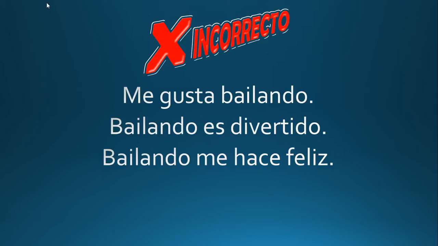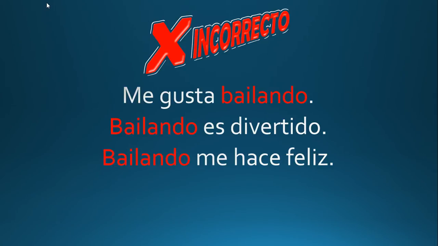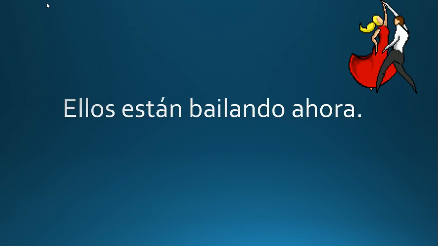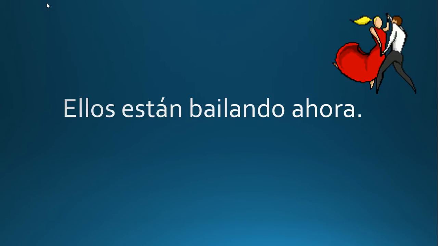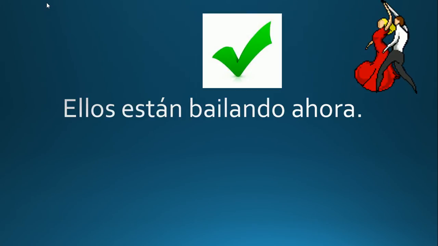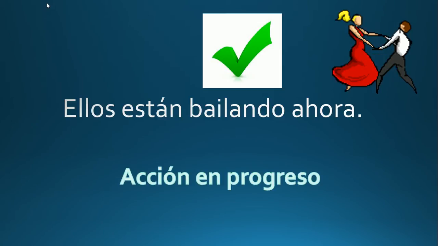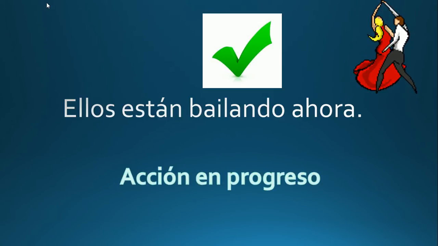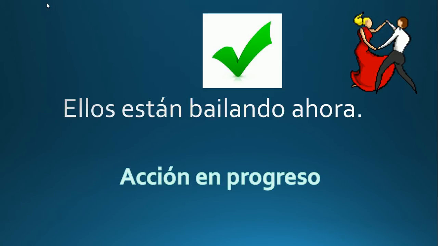But the errors are that we should not use bailando. We shouldn't use the ando at the end of the verb. Well, but why did the students use bailando? Let's look at an example where we can use bailando. Ellos están bailando ahora. Yes, that's correct. And here, we're talking about what they are doing right now, an action in progress, una acción en progreso.